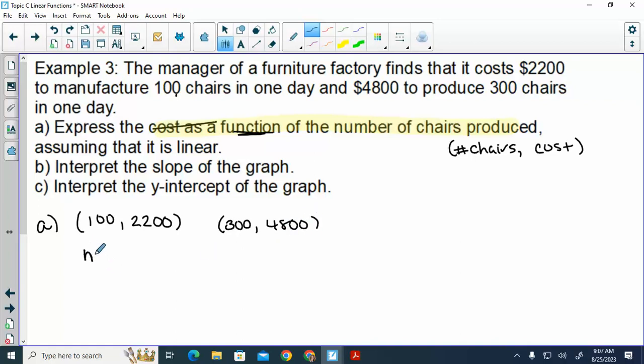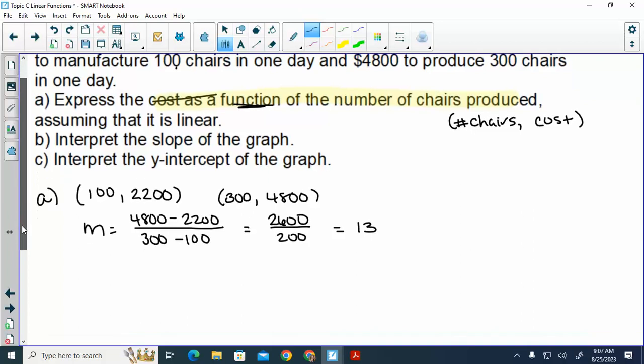So now we need the slope. Y2 minus Y1 over X2 minus X1. Everybody get 13?